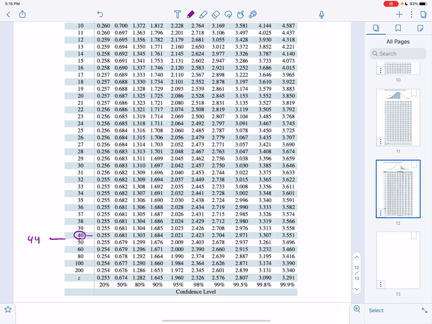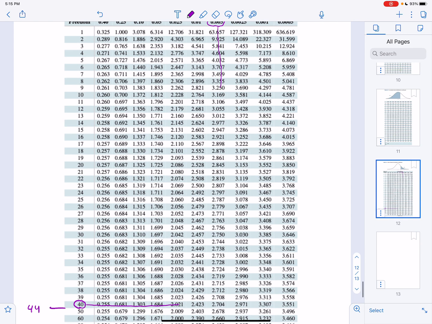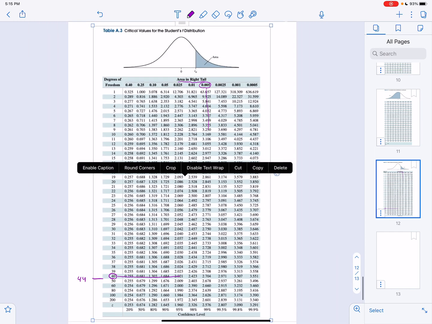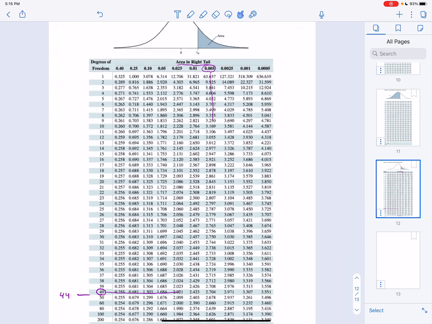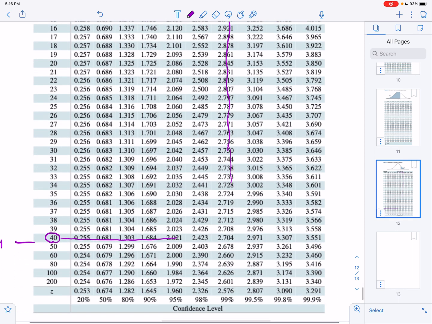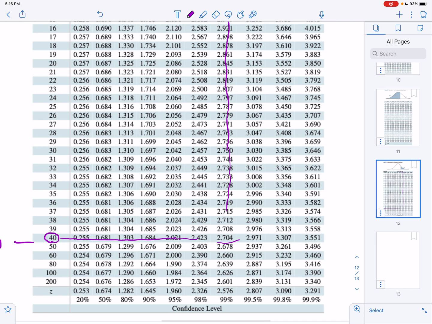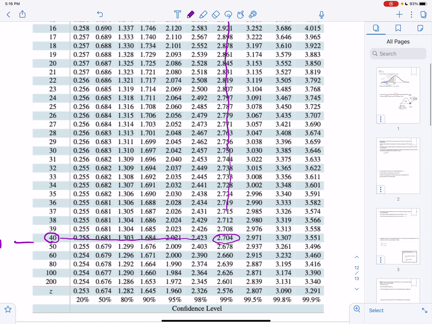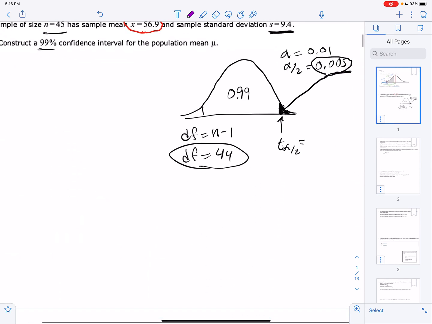All right, so then we come over here, we're using a degree of freedom of 40. We're coming down here at an area to the right tail of 0.005. Let me zoom back in. Coming down the chart, here we go. Where is it going to connect up? There it is right there. So our critical value is 2.704. Let's get back over here. Now we can see our critical value is 2.704.